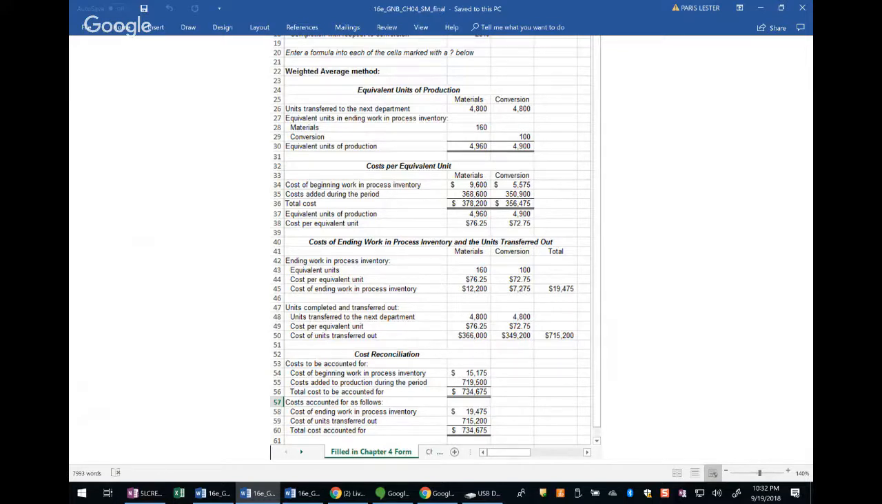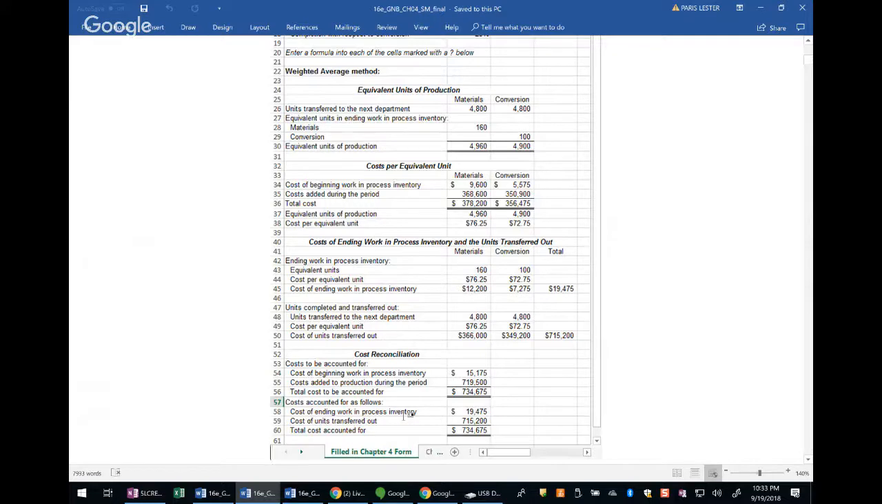All right, add these two together here. You add these two together, that should give you 734,675, or cost of beginning work in process, and then cost added. Okay, so there's at least 4 parts to that production summary. And that was a homework problem for the day also. So that was Excel.